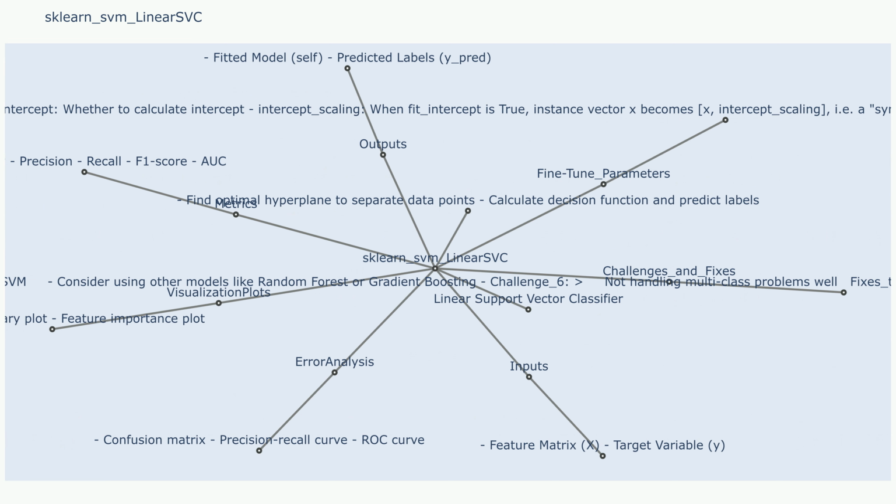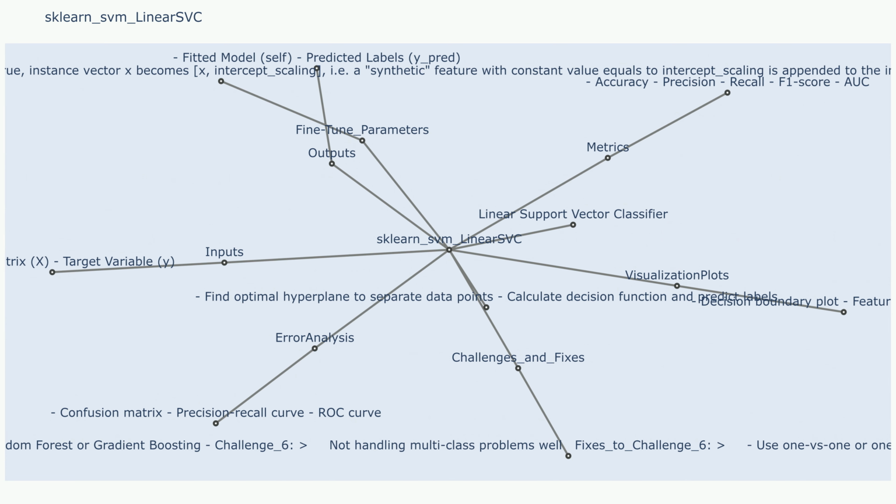Visualization plots. Decision boundary plot, a plot showing the hyperplane learned by the model, along with the data points and their classifications. Feature importance plot, a plot showing the coefficients of the decision function, indicating the relative importance of each feature in the classification process.